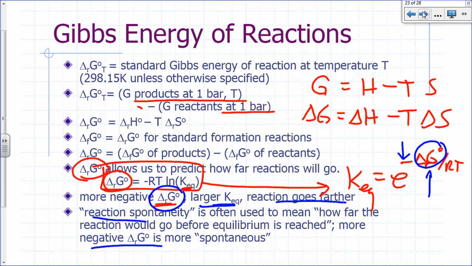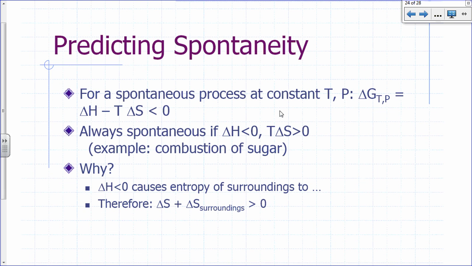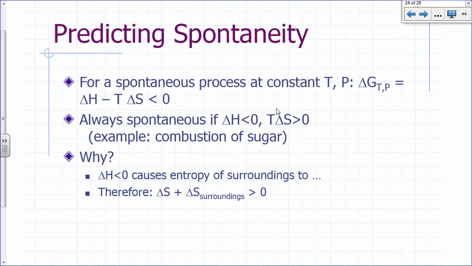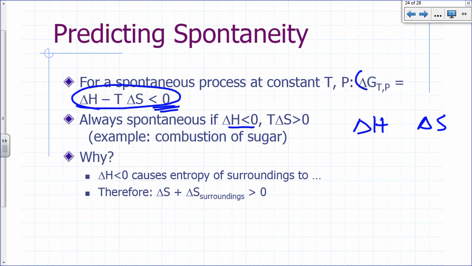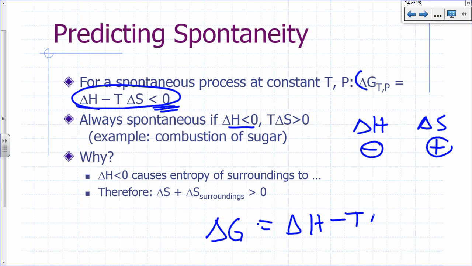How do we predict spontaneity? For a spontaneous process, delta G, which is delta H minus T delta S at constant temperature and pressure, has to be negative, right? So you can look at basically two quantities here, delta H and delta S. Remember, a positive delta S is good, and negative delta H is also good because that's how you can make delta G more negative. Delta G is delta H minus T delta S. Okay, so you want a negative.